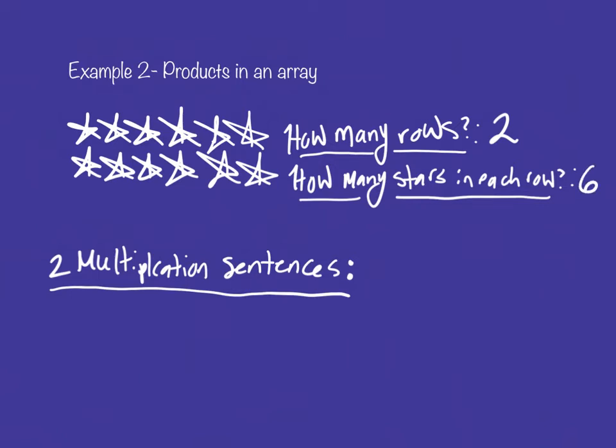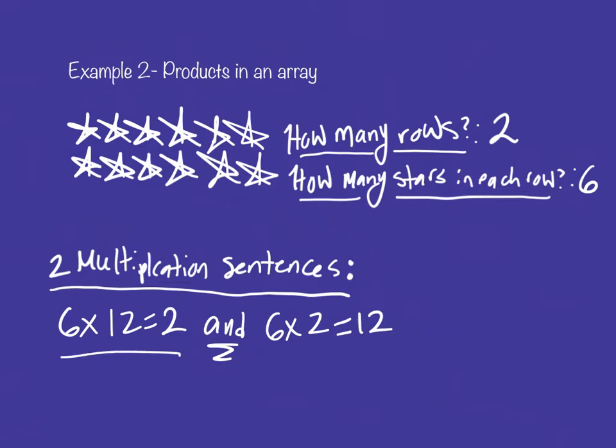So, to write 2 multiplication sentences, you would do 6 times 2 equals 12, and you could also do 2 times 6 equals 12. Both are correct ways of writing the answer.